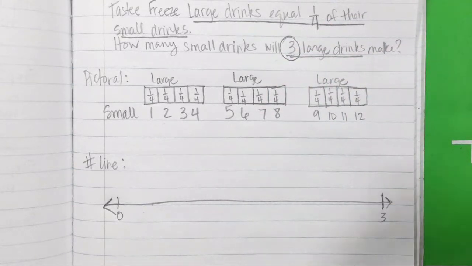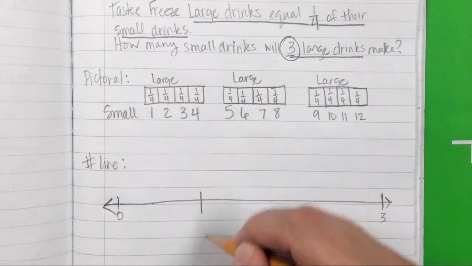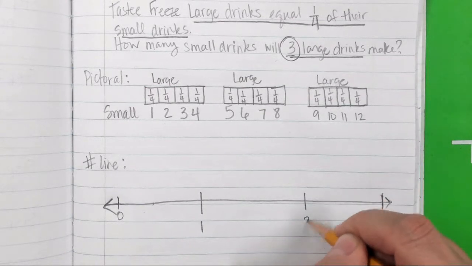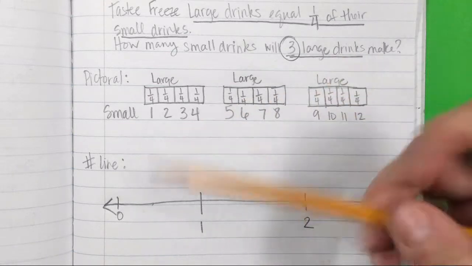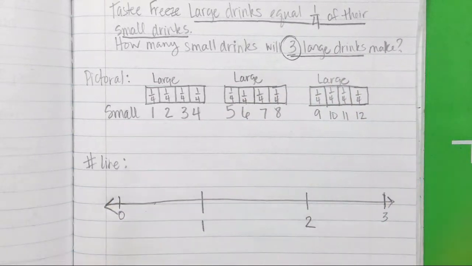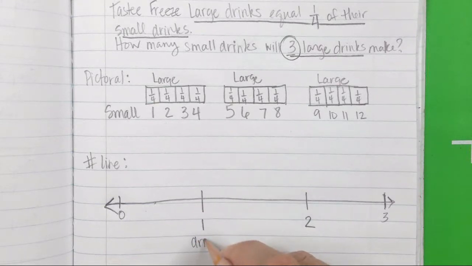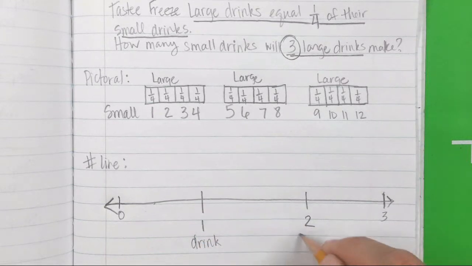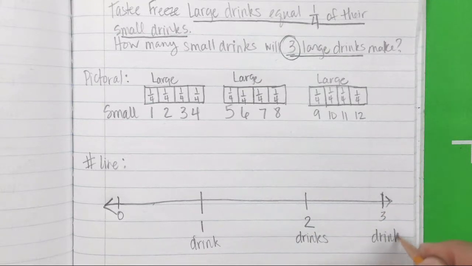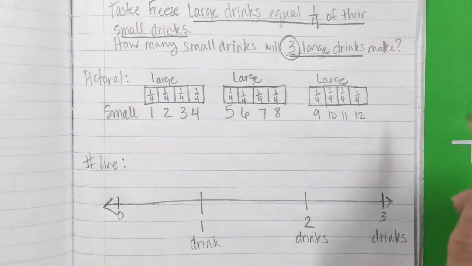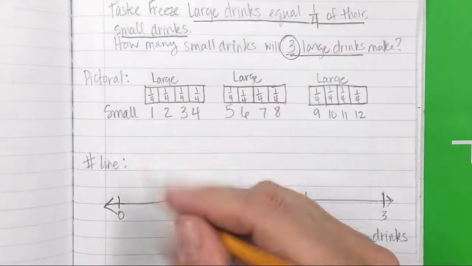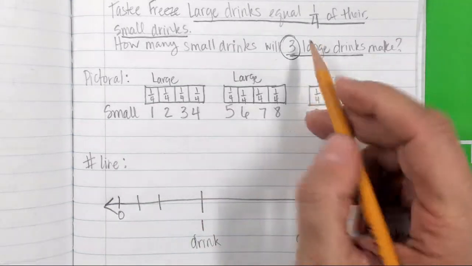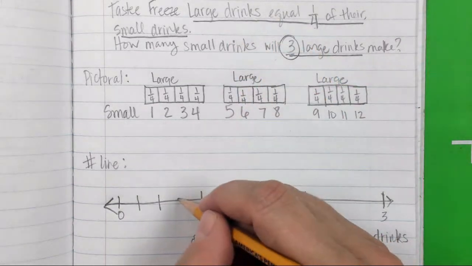So I've got to divide those 3 drinks, right? So I've got 1, and then I've got 2. Okay? Now, again, this is 1 large drink, right? So this is 1 drink, 2 drinks, 3 drinks, right? Does everybody agree? Okay. And then we got to divide each one of these drinks by what? 4. Good job. Because our small drinks are 1/4 of the large drink.